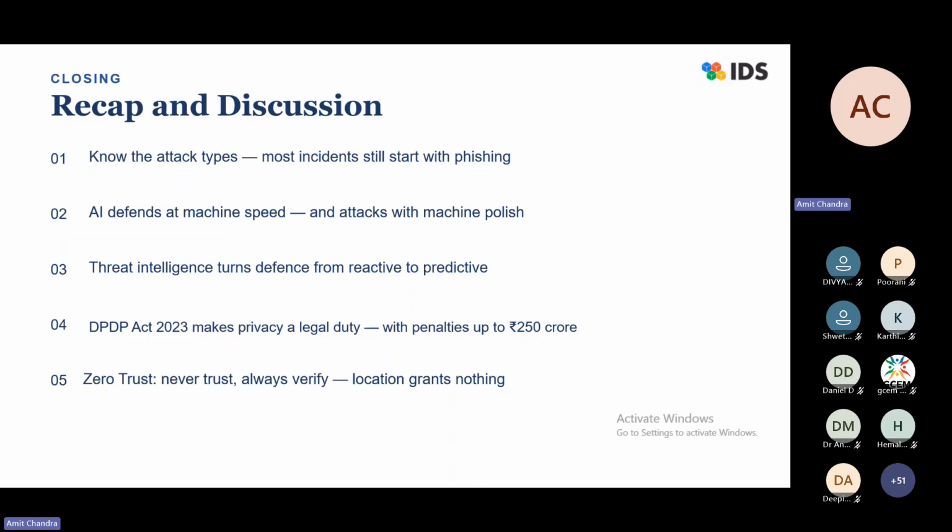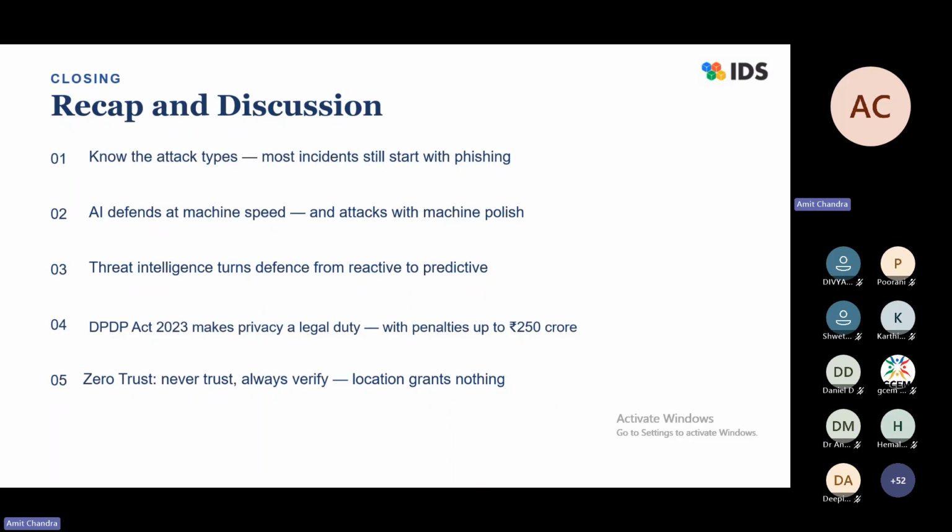Now, taking a recap, we have come to the close of our DPDP session. I will recap the topics which I have covered. The first topic is to know the attack type. Most incidents still start with phishing. You have to be very careful on a day-to-day basis, looking into your mail, WhatsApp and websites, for any kind of phishing activity going on.